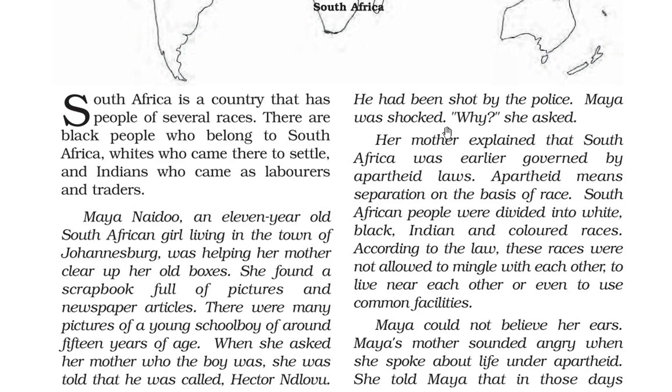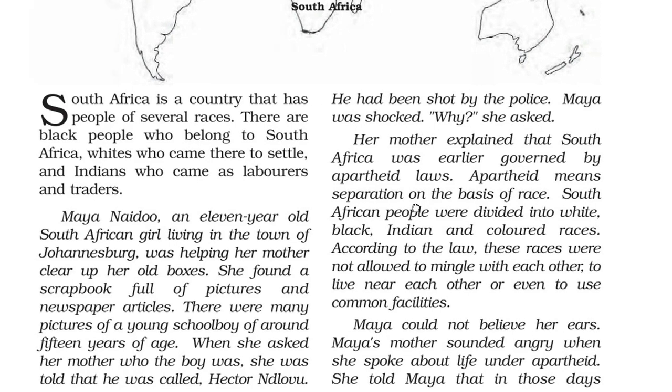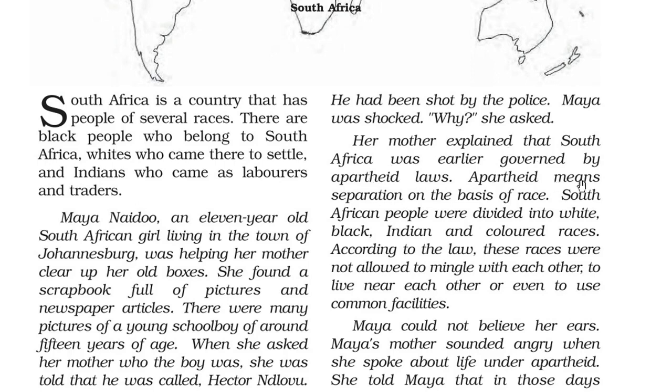Maya was shocked. Why? she asked. Her mother explained that South Africa was earlier governed by apartheid laws. Apartheid means separation on the basis of race. South African people were divided into white, black, Indian, and colored races. According to the law, these races were not allowed to mix with each other, or to live near each other, or even to use common facilities. Maya could not believe her ears.